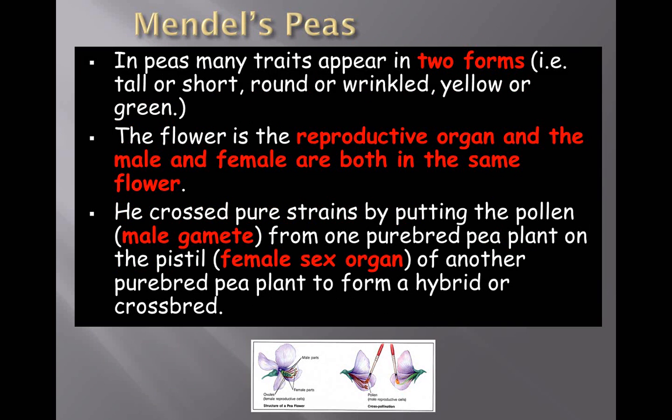In many pea traits, they appeared in 2 forms: tall or short, round or wrinkled, yellow or green. The reproductive organ of the flower could be male or female, all in the same flower. If you check out the picture at the bottom, they're showing the parts that are both male and female, basically both worlds. He crossed the pure strains by putting pollen, the male gamete, from one purebred pea plant on the pistil, the female organ, of another. He crisscrossed them.